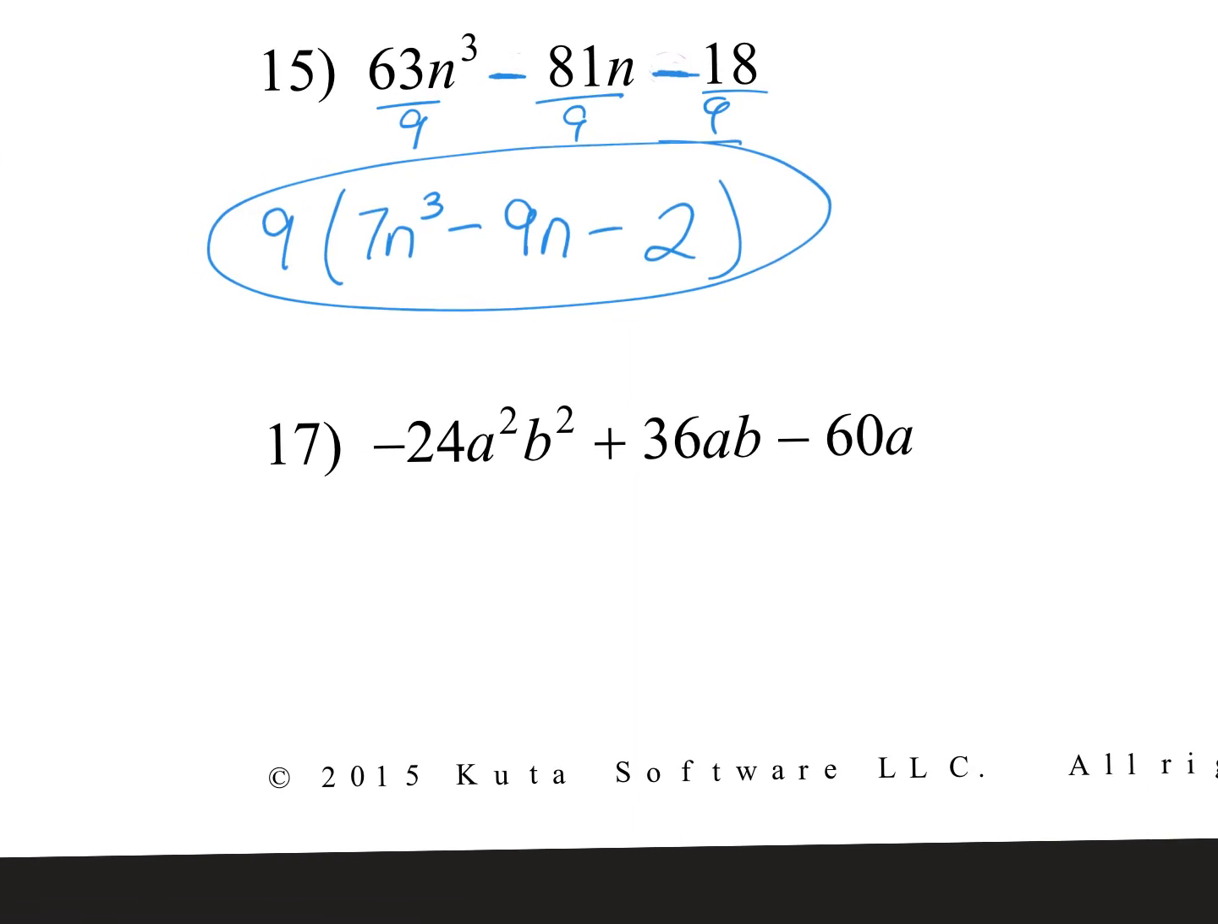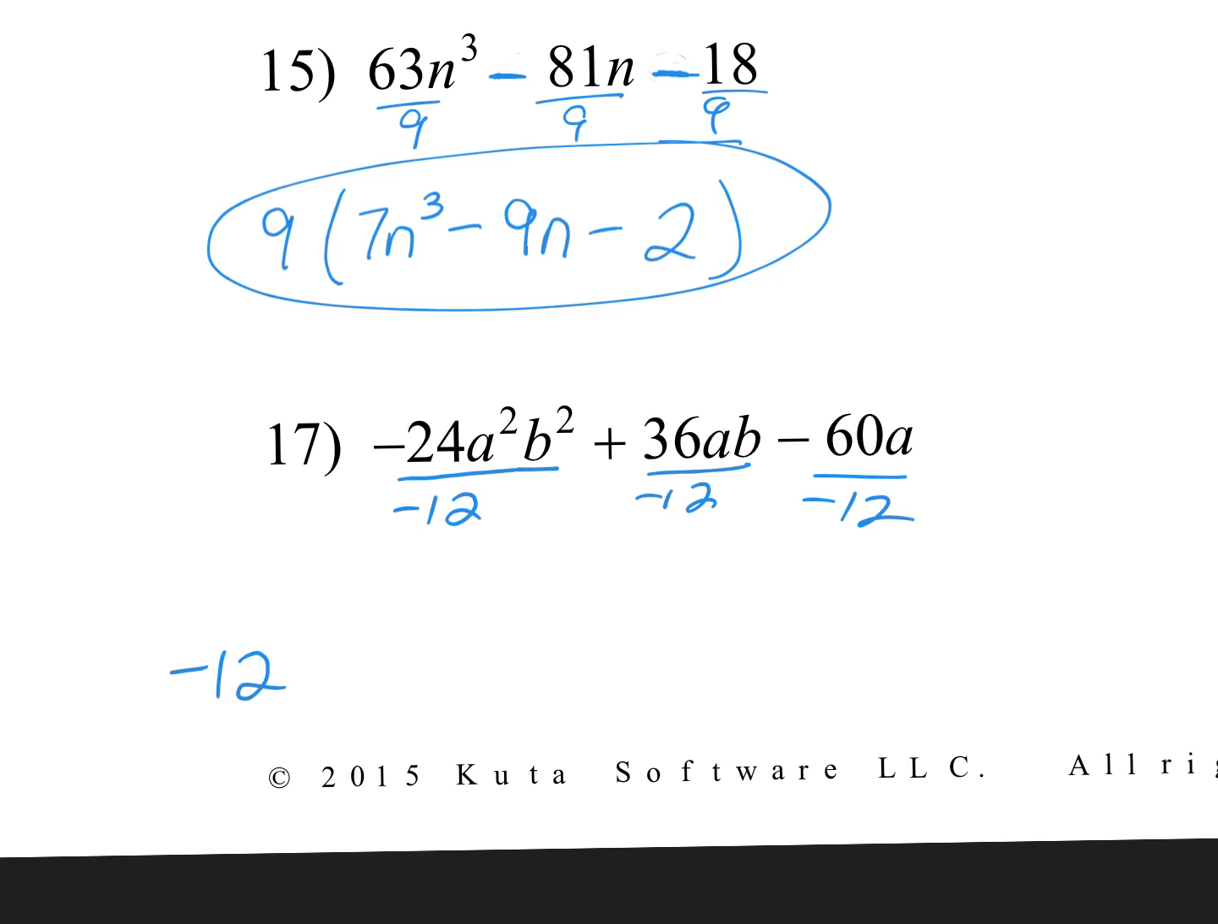All right, 17. The rules don't change just because now we have more than one variable. Just look at everything independently. Look at the numbers first, then look at your A's, then look at your B's. Negative 24, positive 36, negative 60. What number goes into all three of those? 12. Very good. 6 does, but 12 is bigger. Since I lead with a negative, I'm going to take out a negative 12. So a negative 12 I'm going to put out in front.